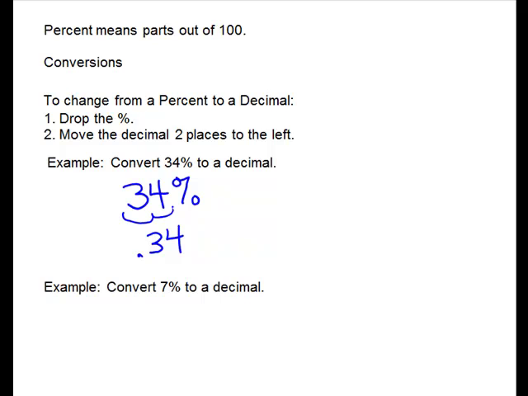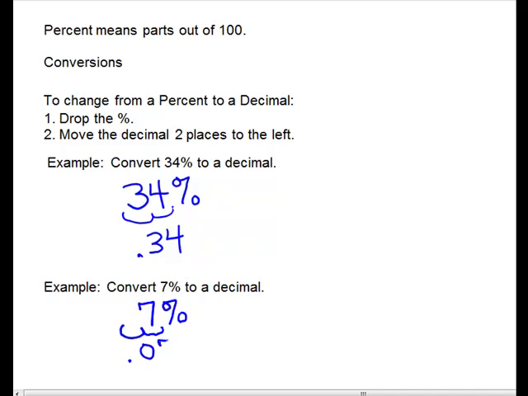A common one that you might have to do, especially if you live in Indian River County, is to convert 7% to a decimal. This is a sales tax. So if we're going to convert 7% to a decimal, so this is what we have, 7%. And we're going to drop the percent, and the decimal has to go 2 places to the left. Right now it's at the end. So 1, 2. So we're going to have to add a 0 to get it over enough spaces. So 0.07, or 7 cents on a dollar.